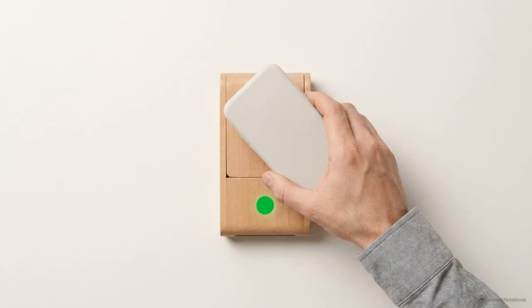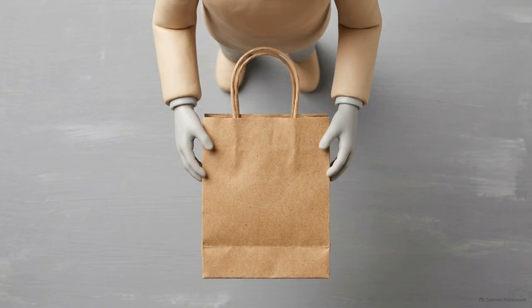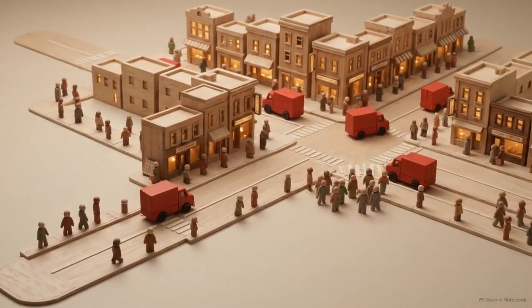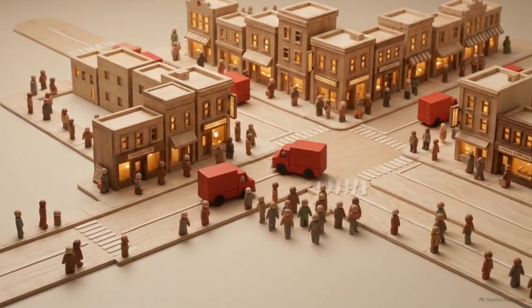The next time you pull out your wallet or tap your phone to pay, take a second to categorize what you're actually buying. Look at the transaction and decide, are you buying a sprint, a marathon, or a shared experience? By applying this framework, you're looking past the price tag to see how the global matrix of commerce functions.